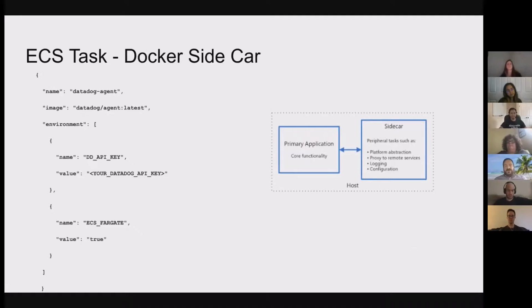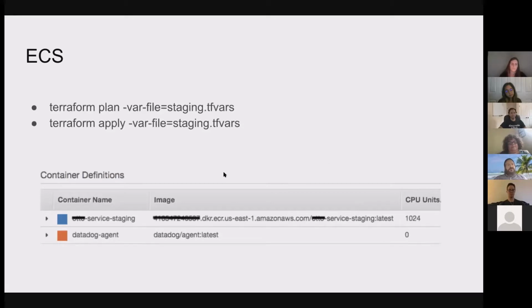What's a sidecar? If you have a primary app running in a Docker container as a running image, you could have a local network or have a sidecar Docker image running alongside of it, and they can communicate with one another. And that's what this little bit of JSON on the left is. If you add this task definition, the Datadog agent using the latest image from their Docker container, giving your API key, saying you're running Fargate, voila, you're able to sidecar your application and start to get some feedback.